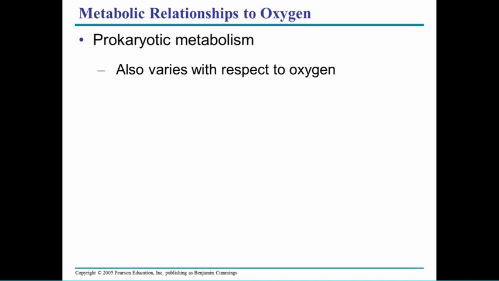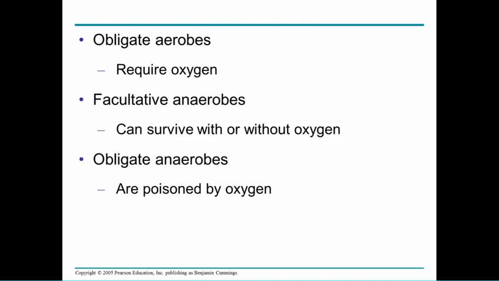Prokaryotes all are affected in different ways by oxygen. Some like it, some don't. Obligate aerobes require oxygen. They're obligated to have air or oxygen, or they can't survive. These are the newer of the prokaryotes in the evolutionary time scale. As oxygen became more prevalent in the atmosphere, they became more and more well suited for the environment.